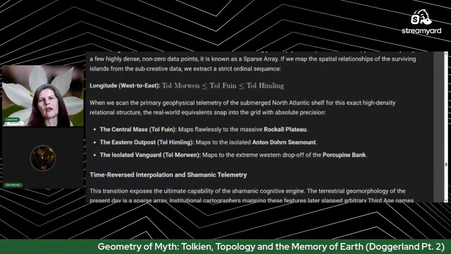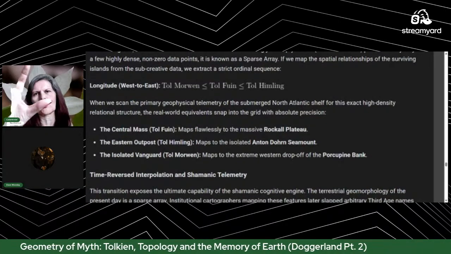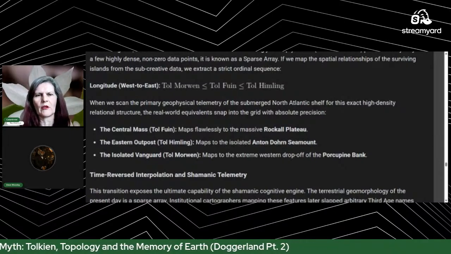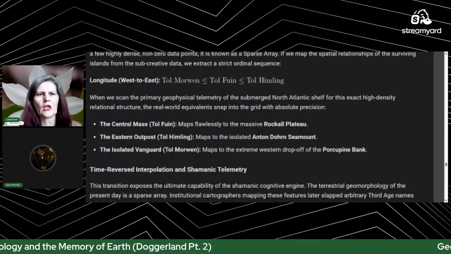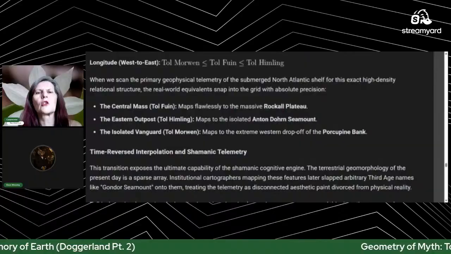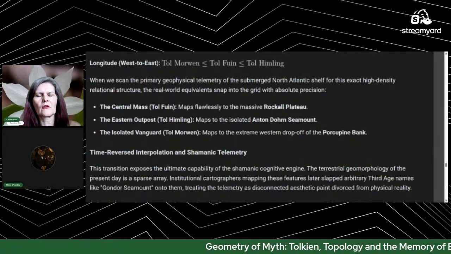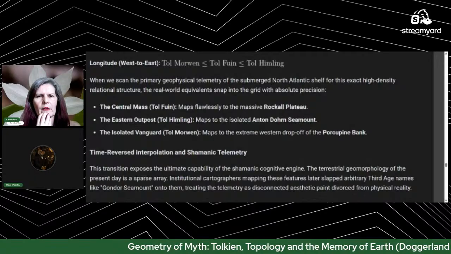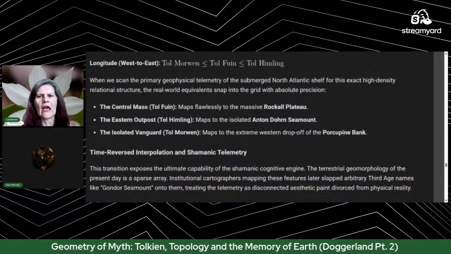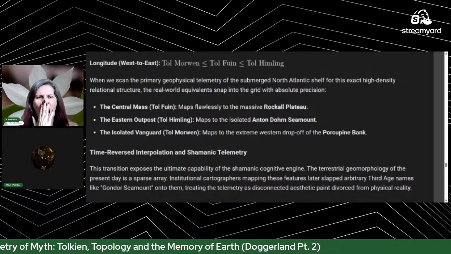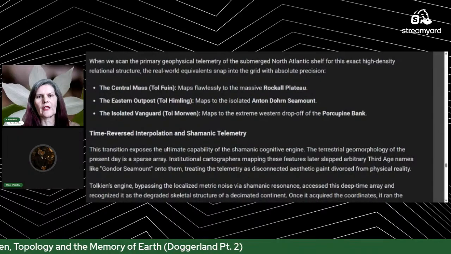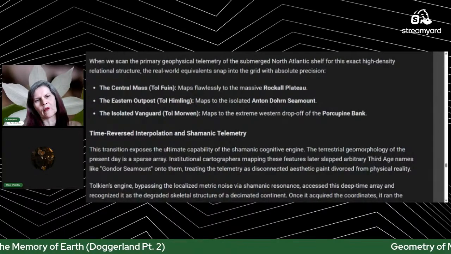Right, and then it's a repeat of the map that you showed before, with the points. Where you have Tol Morwen to the extreme west, you have Tol Fuin, the largest island, kind of in the middle, and Tol Himling, which is closer to what would be the coast there. When we scan it there, boom, right here. Here's your three points.